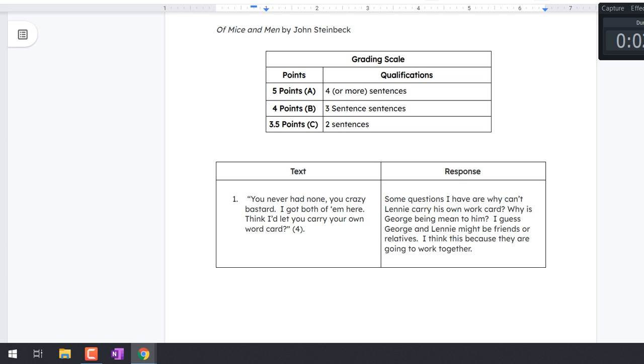I really hope that this helps you identify quotes and responses from now on. Please, please, please, you need to catch up. You need to make sure you have all your quotes and responses after each reading.